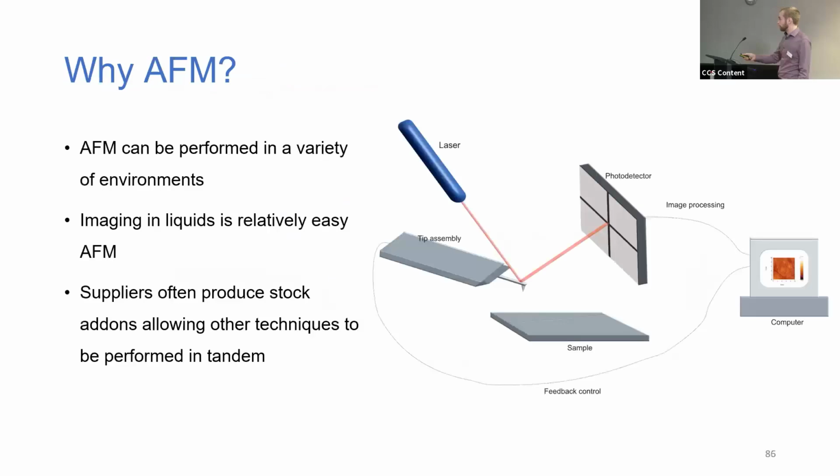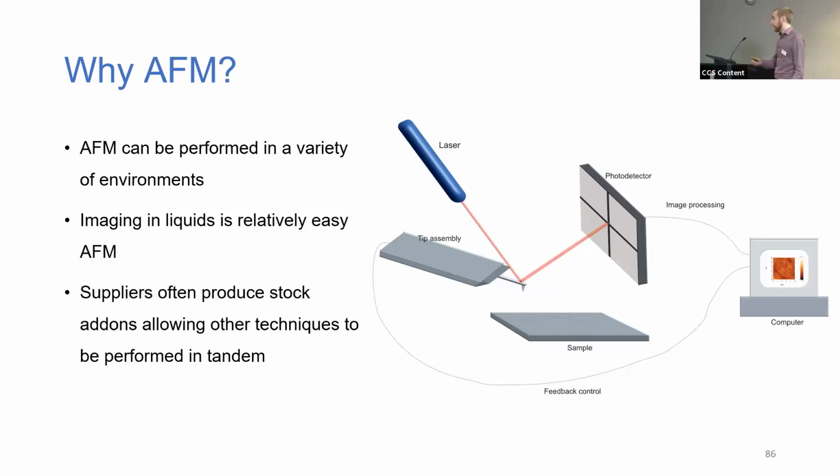So why do we want to use AFM? Unlike other high resolution imaging techniques, AFM is not restricted by environment, such as SEM, which needs a vacuum chamber. AFM can be performed in air, in inert gas, and it can even be performed in vacuum, where another mode called non-contact mode can be used, which can give near atomic resolution, if not atomic resolution imaging. And because we can image in air, it makes it relatively easy compared to other techniques to image in liquid.